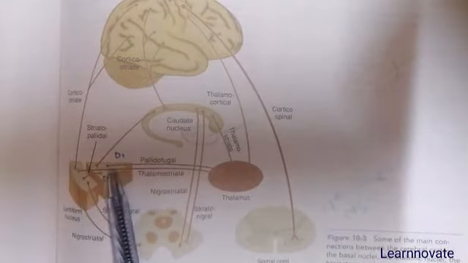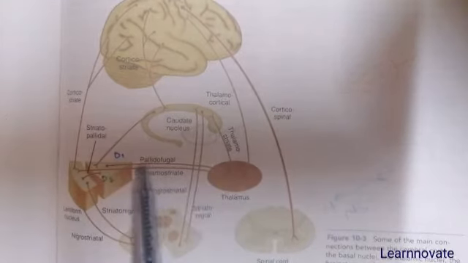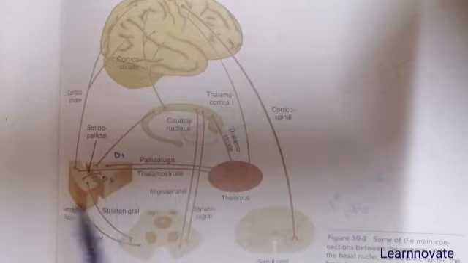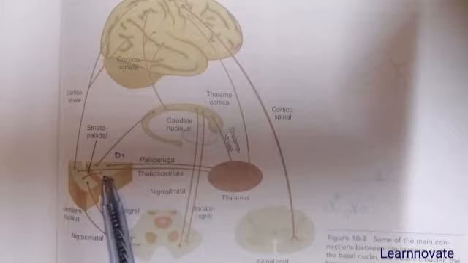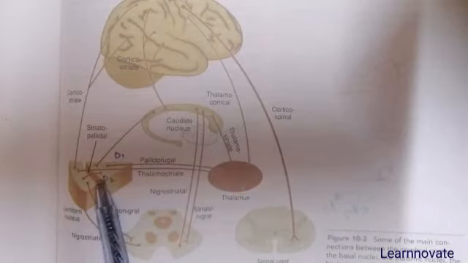Then the second pathway is the thalamostriatal pathway. Here is the thalamus on the medial side, and it sends afferent fibers towards the corpus striatum. This is called the thalamostriatal pathway, and it carries information from the thalamus to the corpus striatum.